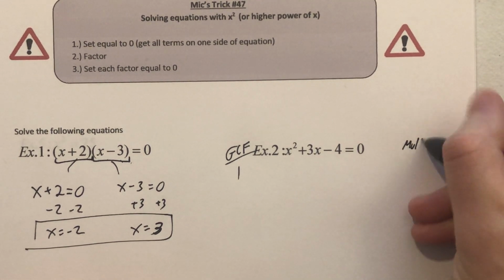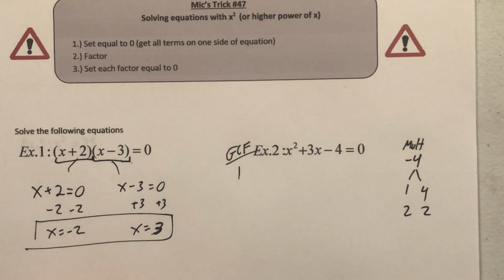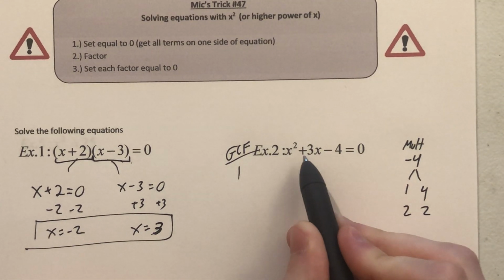So let's find things that multiply to a -4. Not too many things do that, 1 and 4 and 2 and 2, but also add to a +3.